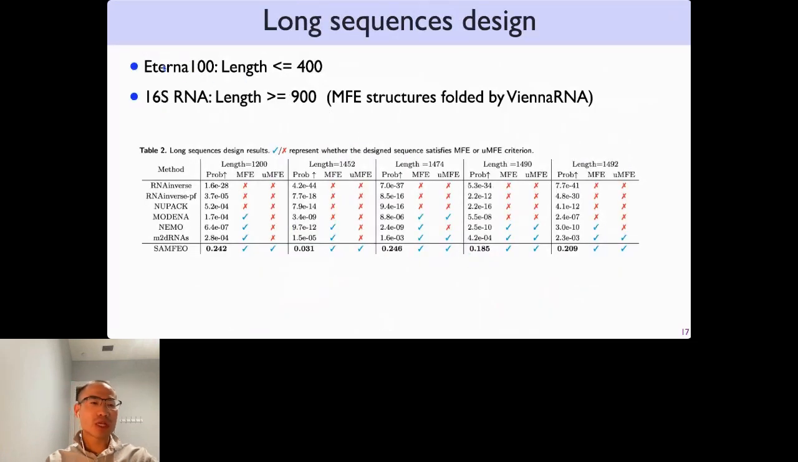Even though the Eterna 100 dataset is widely used, its length is limited to 400. So we further test RNA design for long sequences using the MFE structures of 16S RNA folded by the Vienna RNA. And we found that only our method can solve all the long puzzles by MFE and unique MFE.